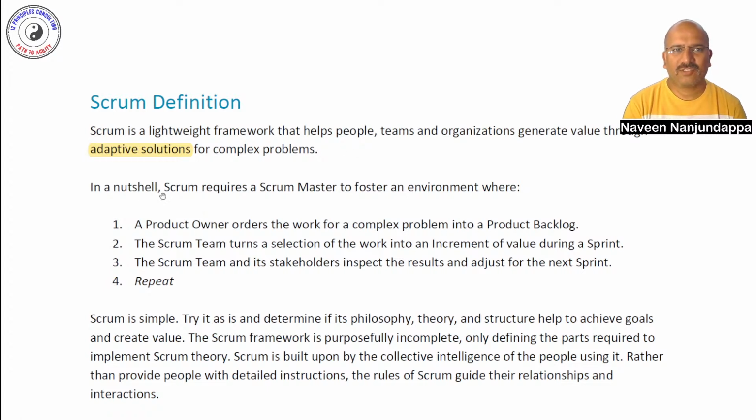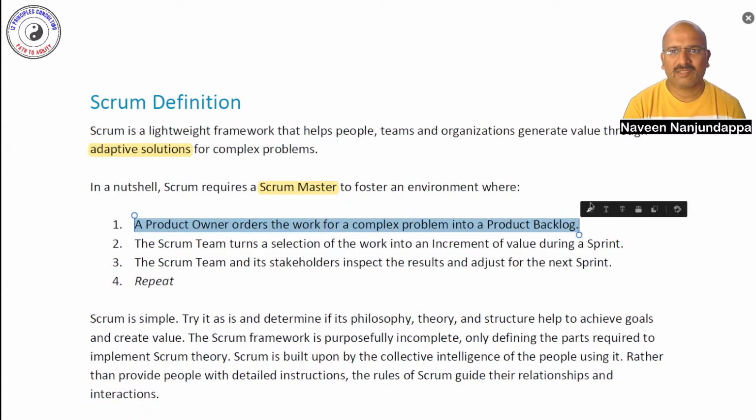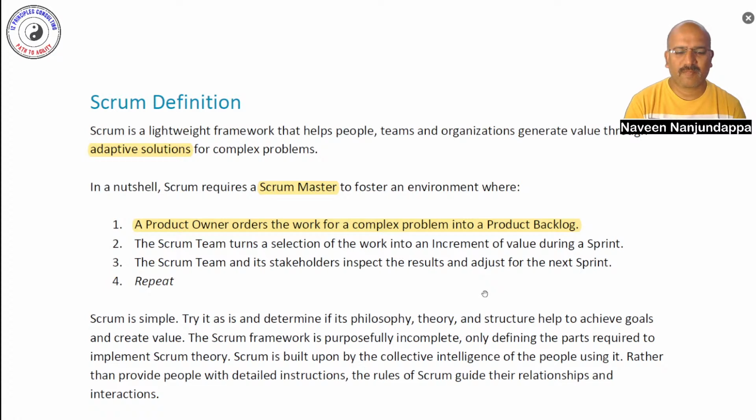Now, in a nutshell, Scrum requires, so look at this, a Scrum Master. In Scrum, we have a Scrum Master who is going to enable and foster the environment. What kind of environment? There are product owner responsibilities. The product owner is going to work towards ordering the product backlog that reflects what needs to be done. So we have a complex problem or a situation that we need to solve, and the product owner works towards ordering the product backlog items.